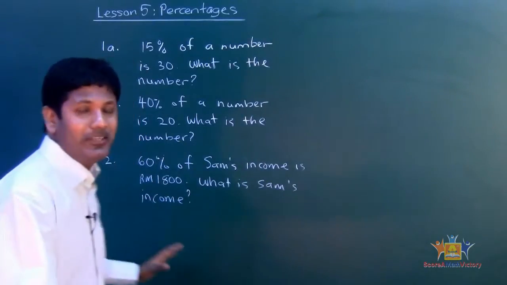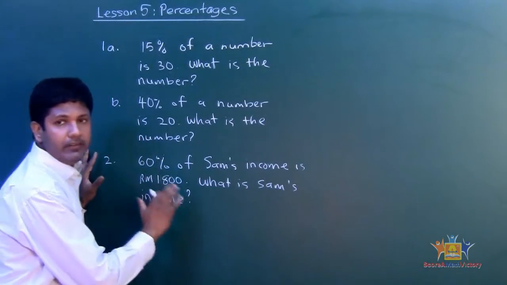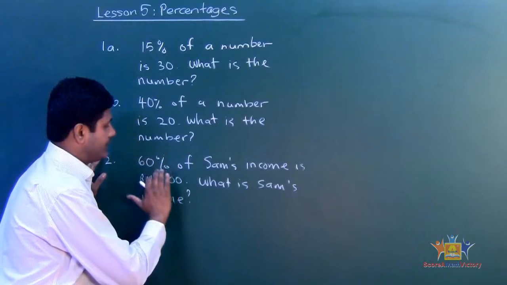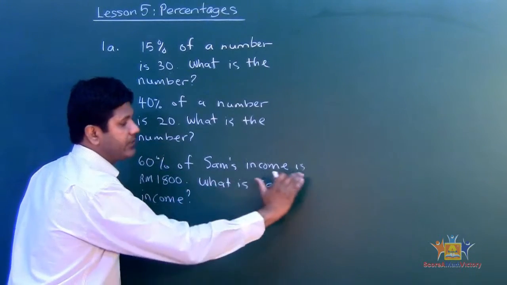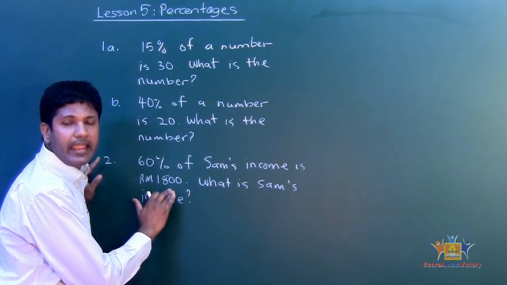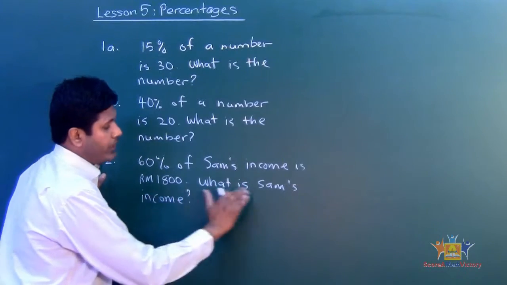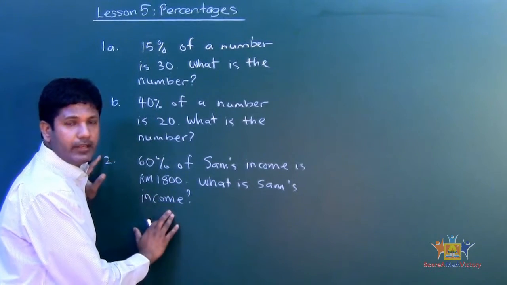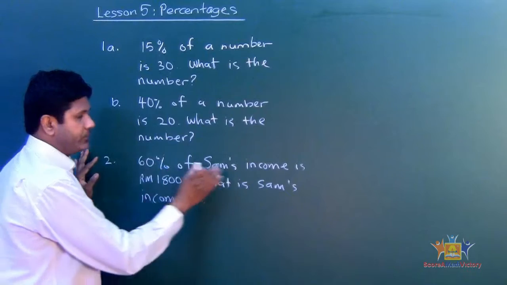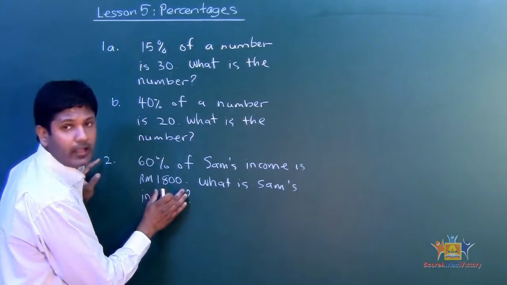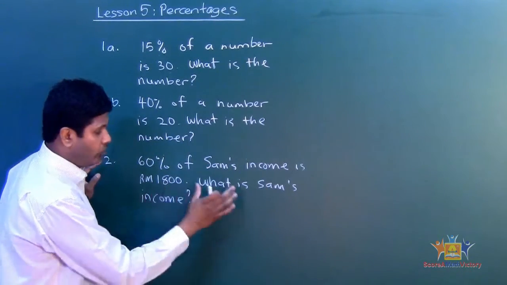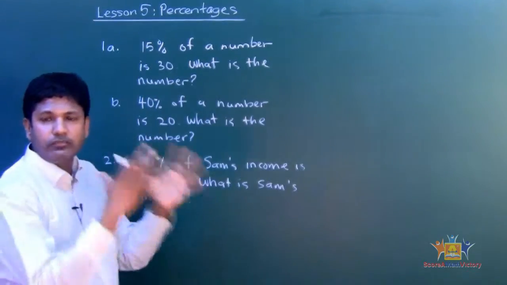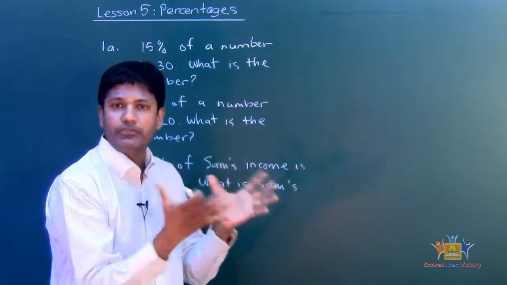All right, my dear students, problem number 2. You're given a word problem. 60% of Sam's income is 1,800 ringgits. What is Sam's income? You're told 60% of his income is 1,800 ringgits. So what would be the total income, his original income, the 100%?